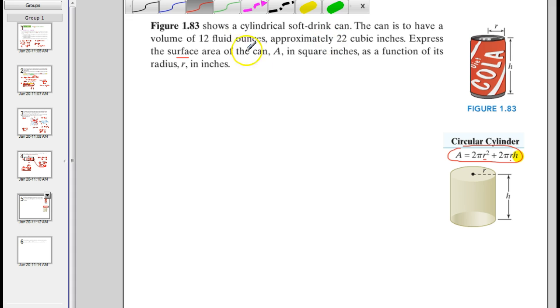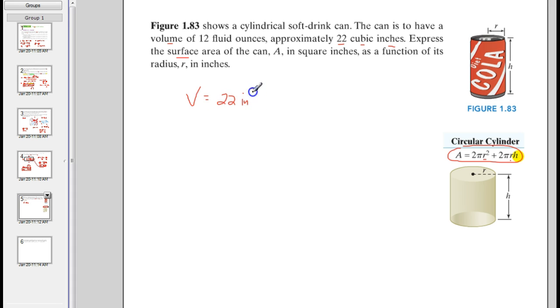So what we need to come up with is a way to get h out of this. Okay, well, they give us the volume, 22 cubic inches. And because it's a right cylinder, the volume of a right cylinder is the area of the circular base, which is pi r squared, times the height. So that's the volume of this thing. So the volume is pi r squared times h, and that equals 22.